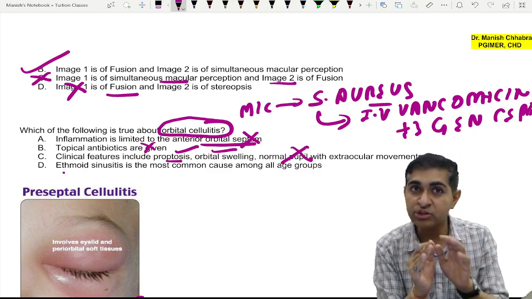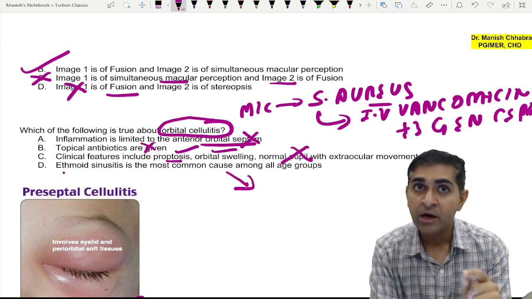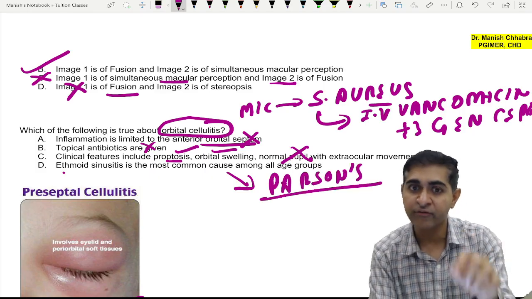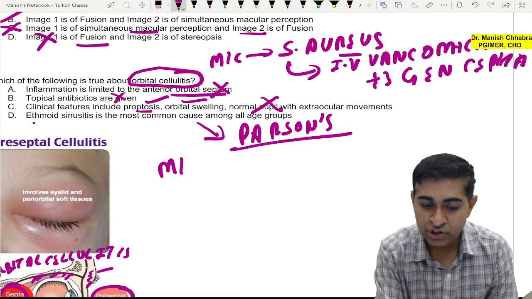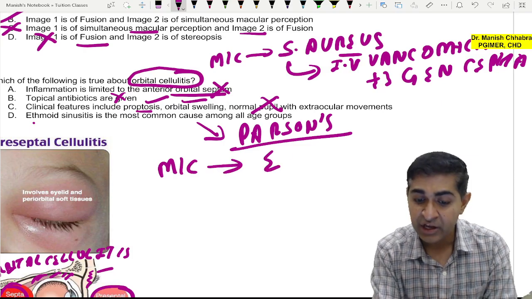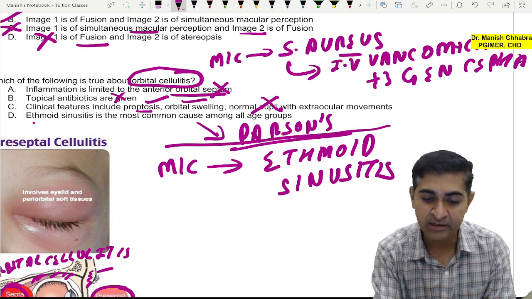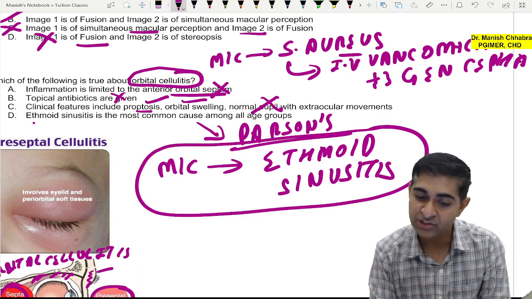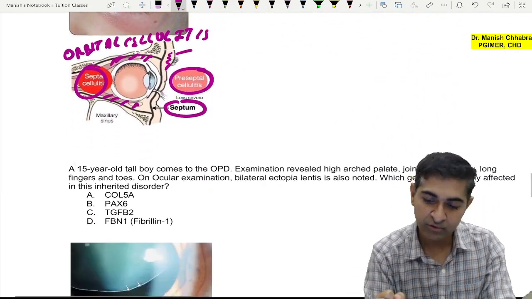Now, ethmoid sinusitis is the most common cause among all age groups. I had put up a screenshot from Parsons in my Telegram group, Ophthalmology by Dr. Manish Chhabra, in which it is clearly written that the most common cause of orbital cellulitis is association with bacterial ethmoid sinusitis. If you want to check that out, you can go to Telegram group and search for my screenshot from Parsons. So that is a clear-cut answer here. Okay. Let's move over to the next question.